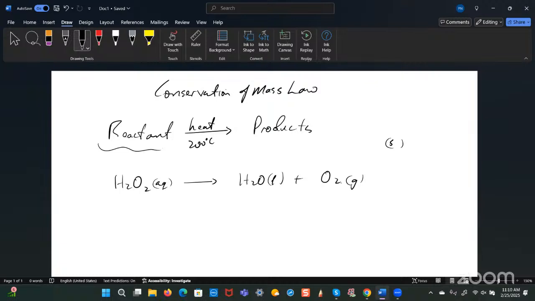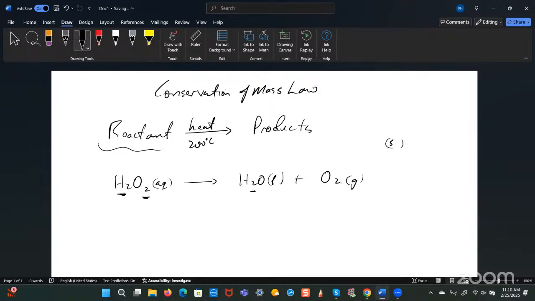Now, if you look at this equation carefully, you'll see that you have two hydrogens here, because of this subscript, and you have two hydrogens there, which is fine, which is what you'd expect. You'd expect the number of hydrogen atoms to be the same on both sides. However, for the oxygen, on the left side you have a total of two oxygens here, but on the right side, you have one oxygen here and you have two here. So obviously, there is no balance. The number of oxygens are not the same on both sides.